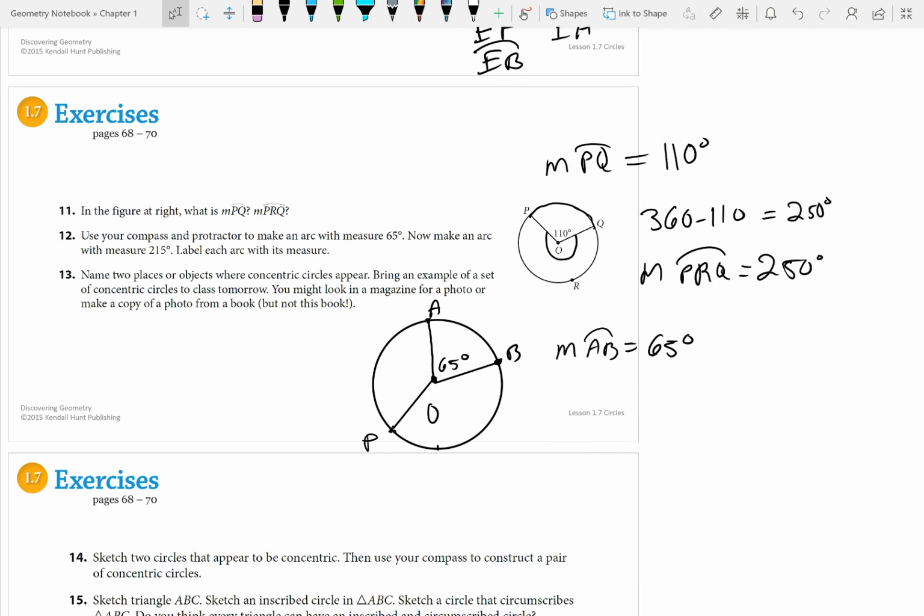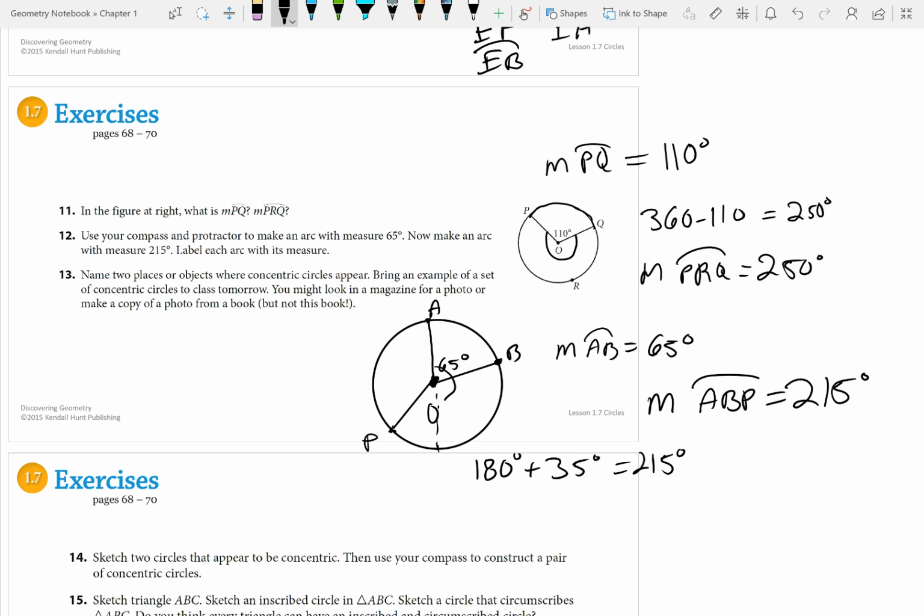And so the measure of major arc ABP is 215 degrees. And again, we did that by doing a half a circle and then adding on 35 degrees to that using our protractor, right? So if you line up your protractor so the vertex is at the center of the circle at point O, and then just measure 35, you'll get 180 plus 35 is 215 degrees, and you'll be able to get the whole major arc there. All right, so yep, 215 degrees. There we go. Good. All right, that's number 12.